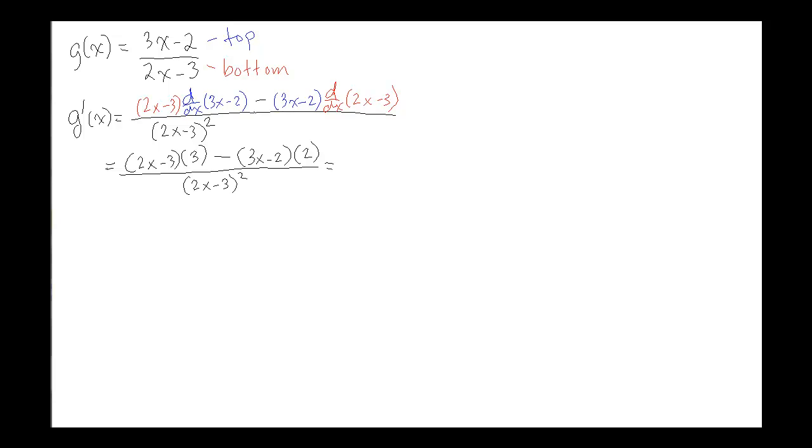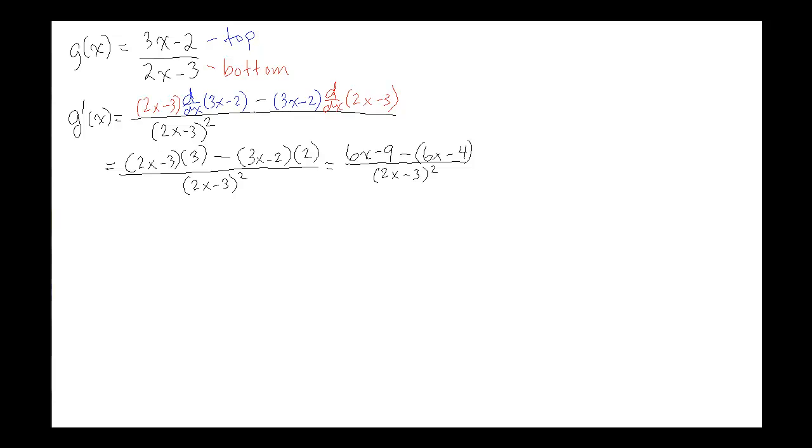Okay, and then of course last step, this I'm going to clean up because this is easy to do. This is just some multiplication. So I get 6x minus 9 minus, now be careful here because I want to make sure I subtract off the entire quantity that's in this second part of the numerator. 3x times 2 is 6x, and 2 times 2 is 4.